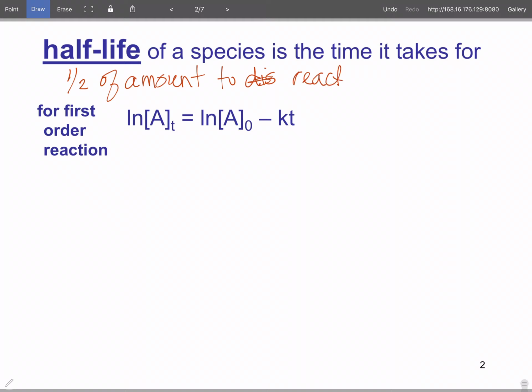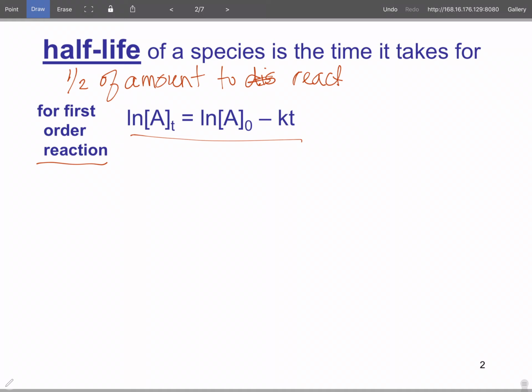Most of the time you think about half-life with respect to nuclear decays and stuff like that. But in chemistry, it can be anything associated with any reaction at all. Now, half-life comes in a variety of forms, but the one that's most important is the first order, because first order is the most common reaction we have.